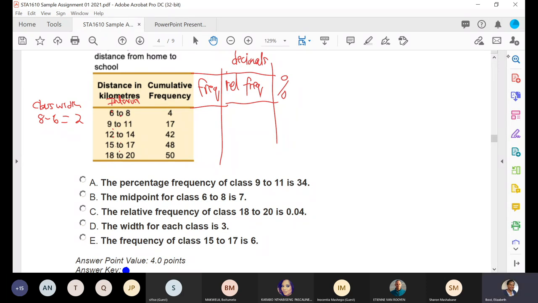The percentage frequency of class 9 to 11 is 34. In order for you to answer that question, because they are asking you what the frequency is, they're asking you for this value here. So in order to get the value there, you need to make sure that you know what the frequency is. At the beginning of the table, for cumulative frequency, the value will always be the same. How did they get 17? They would have added the value of 9 to 11 plus the value of 6 to 8 to find 17. So in order for you to find the frequency there, you will have to say 17 minus 4. It should give you the answer that you are looking for.